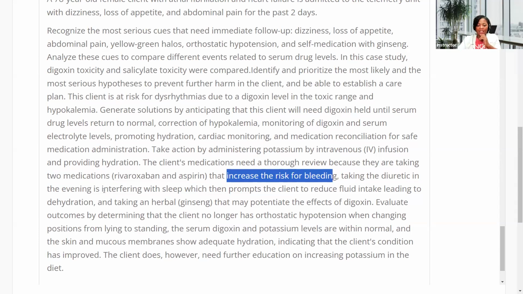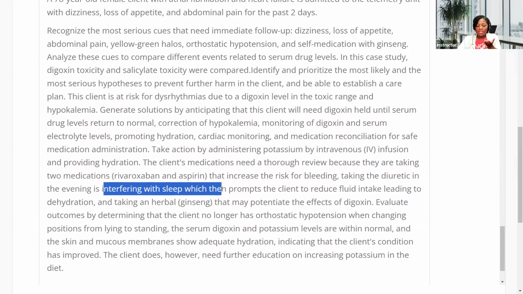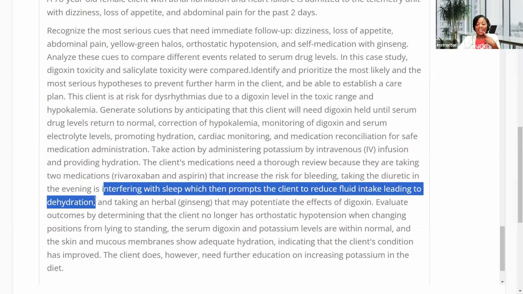Taking the diuretic in the evening is interfering with sleep, which then promotes the client to reduce fluid intake, leading her to dehydration. Things are unfolding. So she doesn't want to get up and interrupt her sleep and keep going to the bathroom. So she's not drinking much, which led her to having the dehydration, the tenting skin, all of these things. But if she starts to take that diuretic in the daytime, she can consume drinks, but it won't interrupt her sleep because it's during the day.